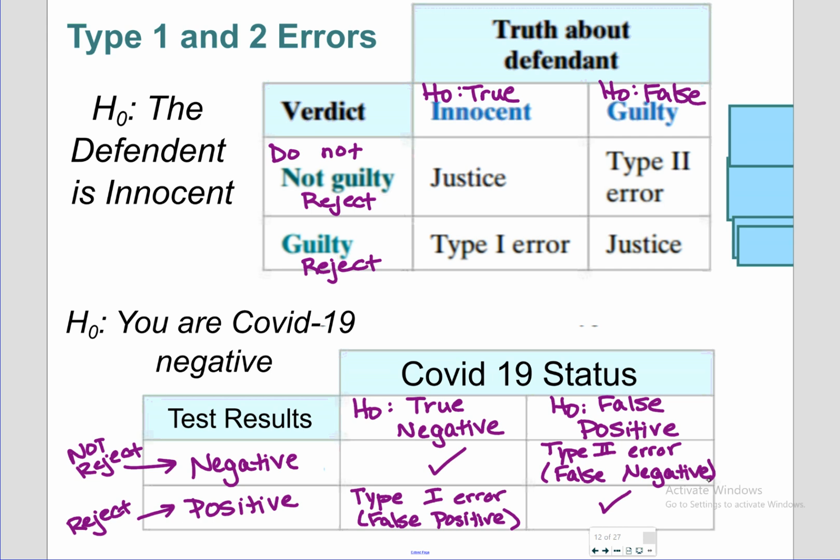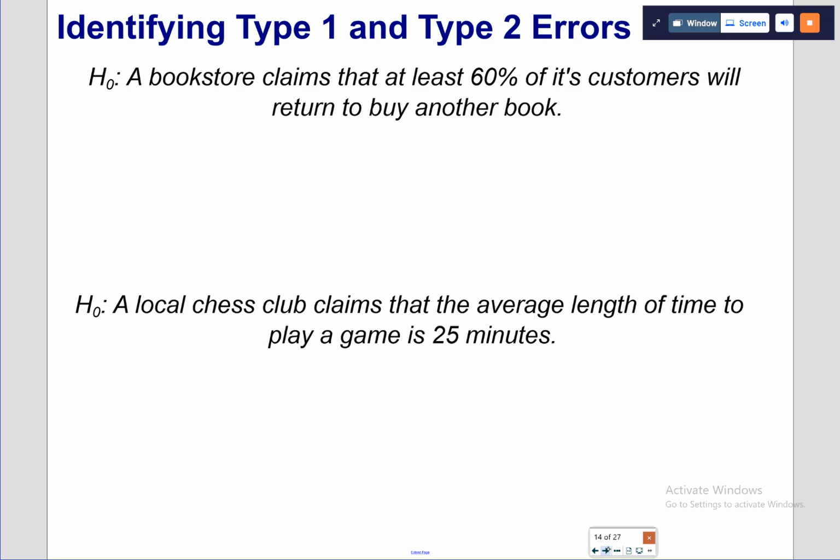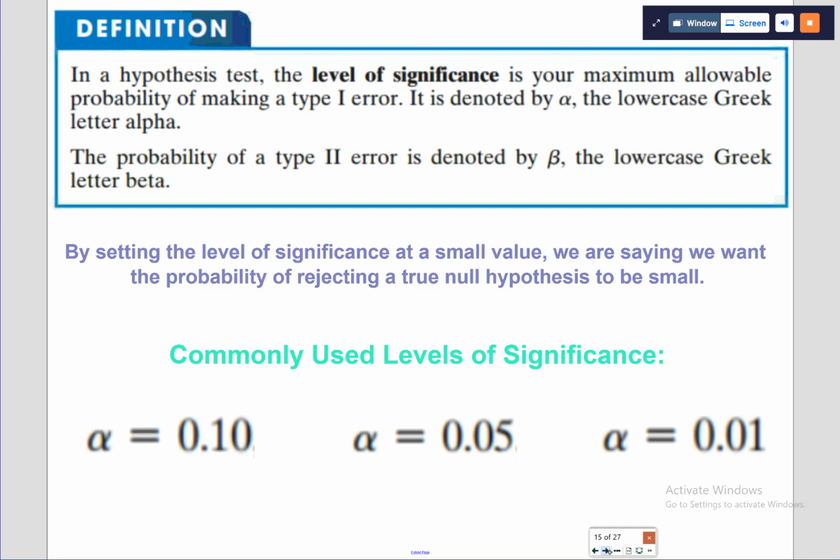All right, so I'm going to jump ahead a little bit here, to the slide where it says level of significance. We want to make the probability of creating either of these types of errors as low as possible when we do our hypothesis testing. We use a level of significance to determine our probability of getting a type 1 error, and remember, that's the more severe one. Alpha represents that. We want small probabilities of making an error, so you're going to see 10%, 5%, and 1%.